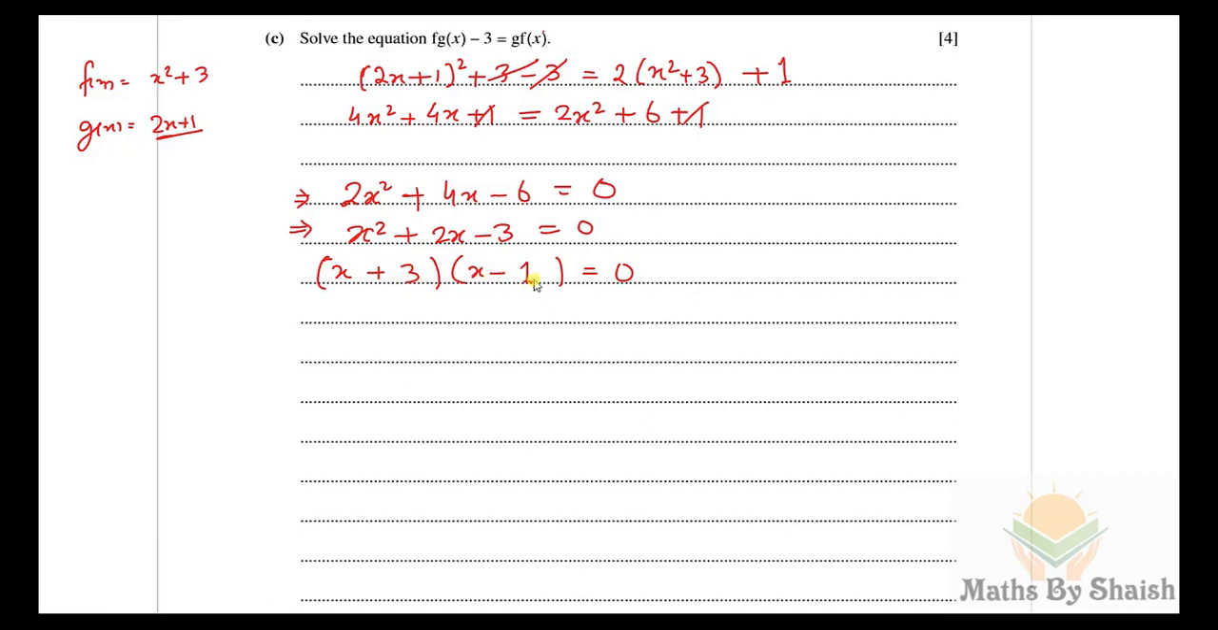So we got two values of x, those are x is equal to 1 and minus 3. So since f of x was defined only for x greater than or equal to 1 and g of x for all x greater than or equal to 0, this is going to be only x is equal to 1. So the solution is x is equal to 1. So let's discuss the next question.